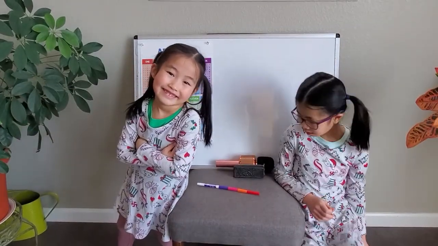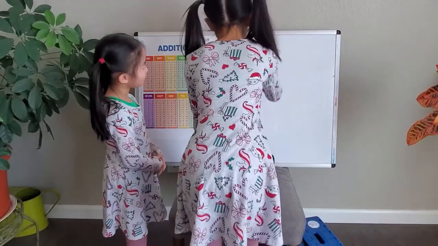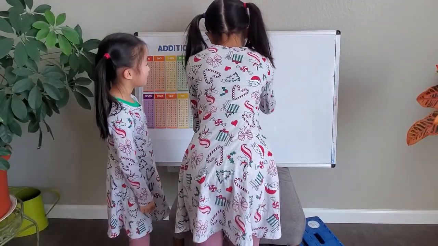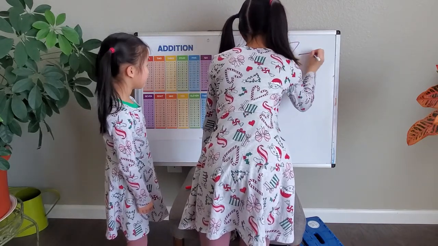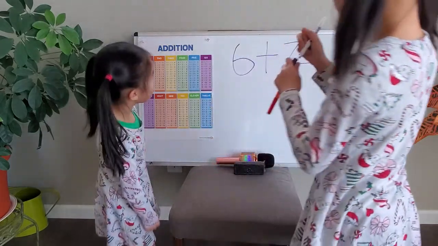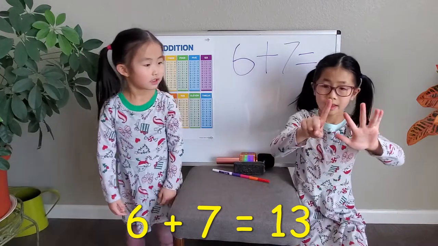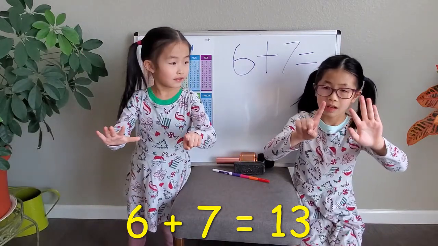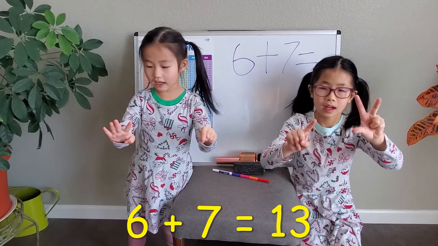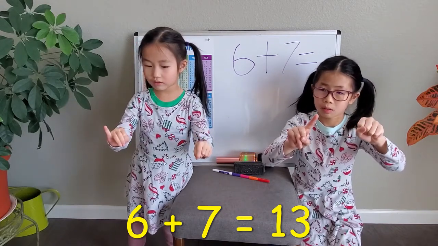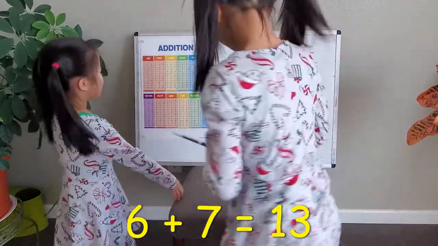Now, let's do another example. Okay, so the smallest number is 6. So we're going to show 6 fingers. And then the greatest number is 7. So we're going to count on from 7. So 7, 8, 9, 10, 11, 12, 13. The sum is 17. Yes.